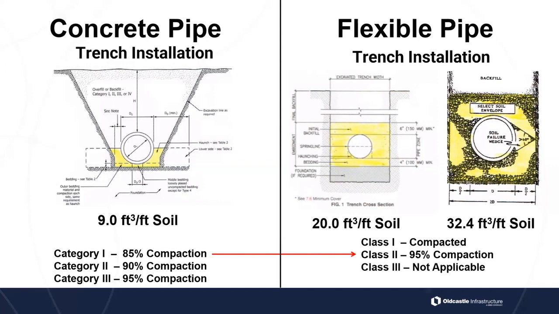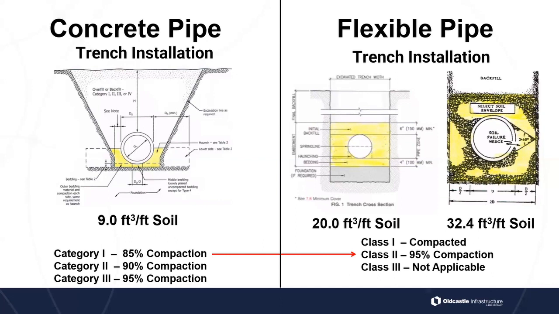Okay, so not only if you're using the same material for rigid pipe, concrete pipe, we can use that material, but we don't need to compact it as much, which saves on installation time, it saves on labor, so it saves our money. So we're using less material, but we also don't need to work it as much as we need to with flexible pipe.